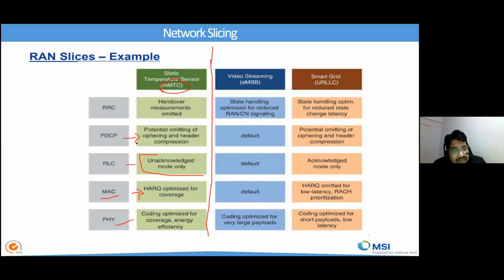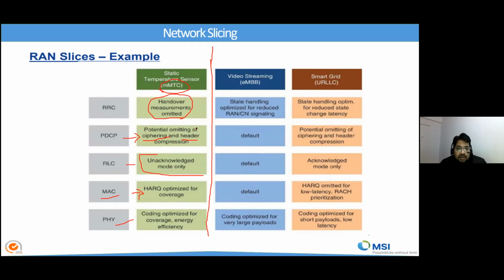So the PDCP layer functions like ciphering and header compression would be omitted, so that these layers can save much of the bandwidth in order to serve more and more devices. Of course, in the case of IoT, there won't be any kind of mobility in the sensors or whatever IoT applications there are. So that's why all handover measurement events are omitted from the RRC.